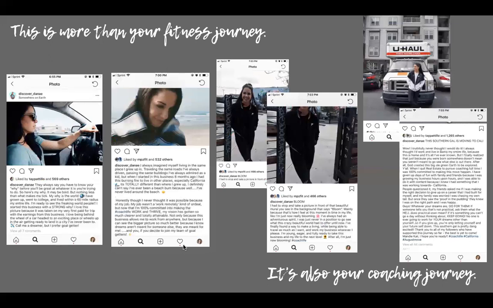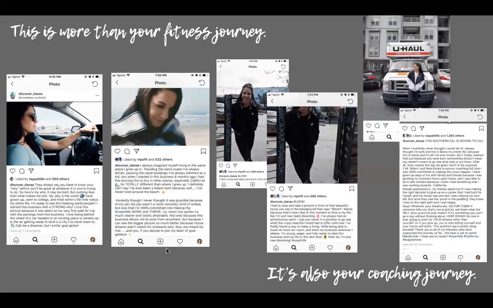And then a couple months down the line, she posts again: "I always imagined myself living in the same place I grew up, traveling the same roads I've always driven, passing the same buildings I've always admired as a kid. But when I started in this business 8 months ago, I had this burning fire to live in other places, especially California. It's totally different than where I grew up. I definitely can't say I've ever been a beach bum because, well, I've never lived around the beach. Honestly, though, I never thought it was possible because of my job."